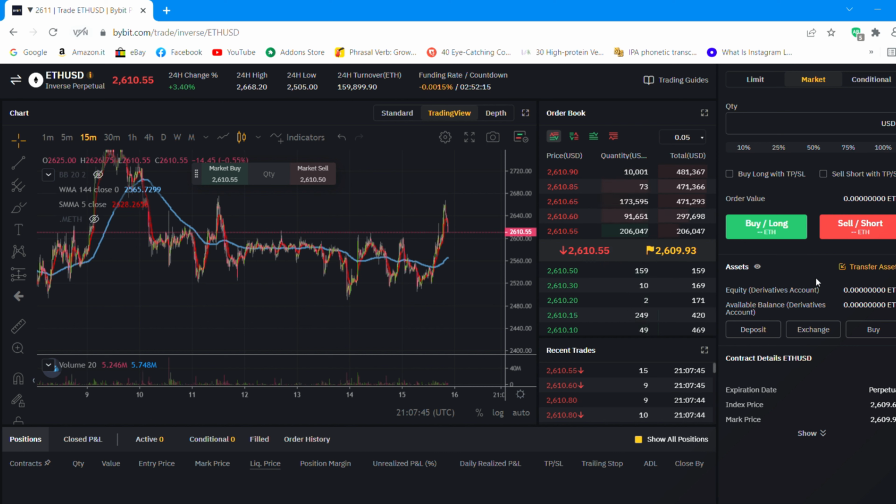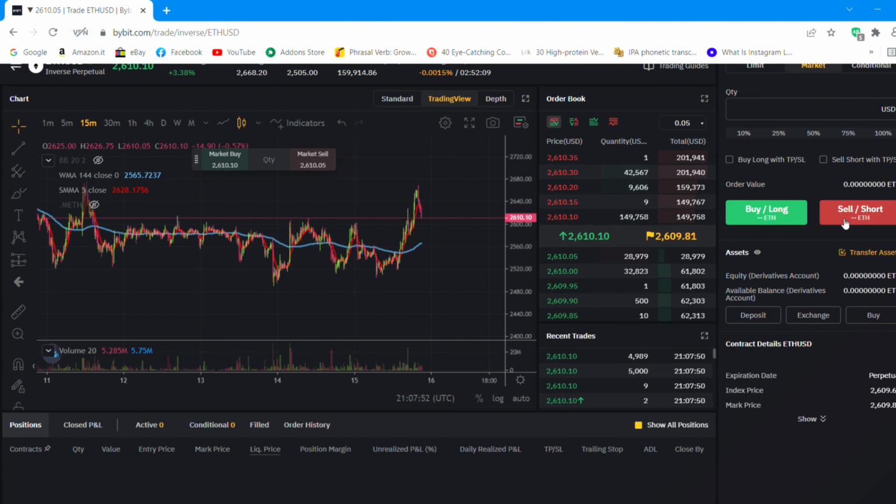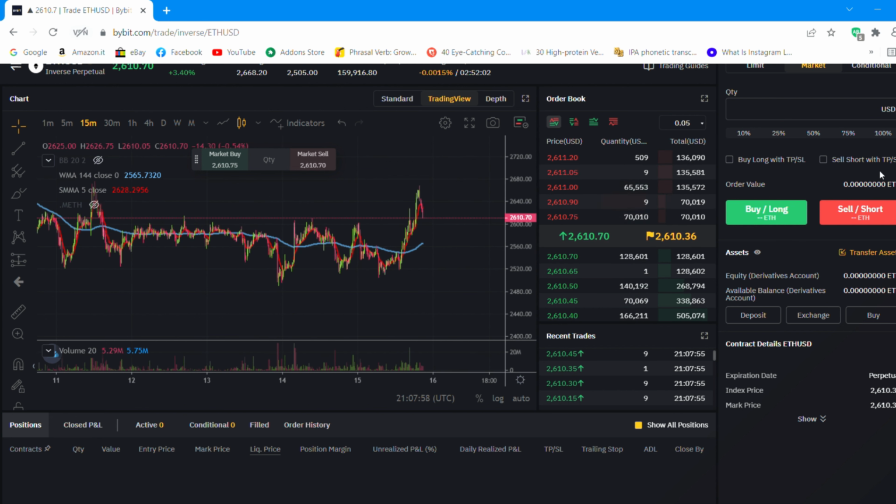The third point is the stop loss. How do we use the stop loss more efficiently? And the fourth one is the take profit. So basically, we're gonna cover what you need to do to optimize your position while you are holding it.